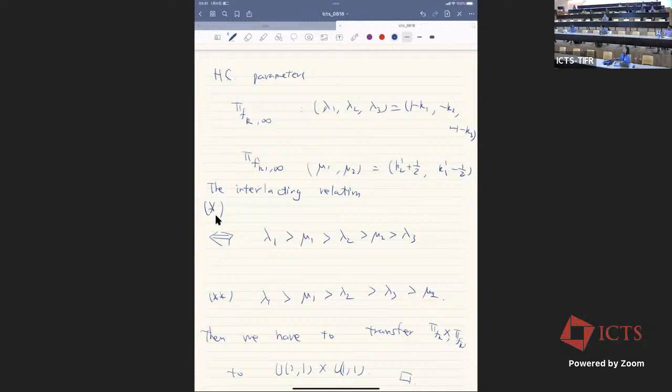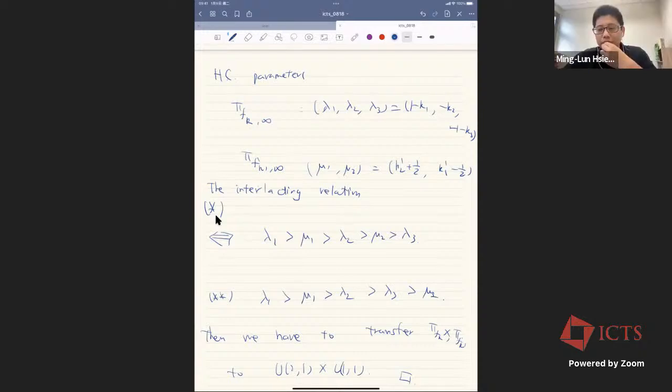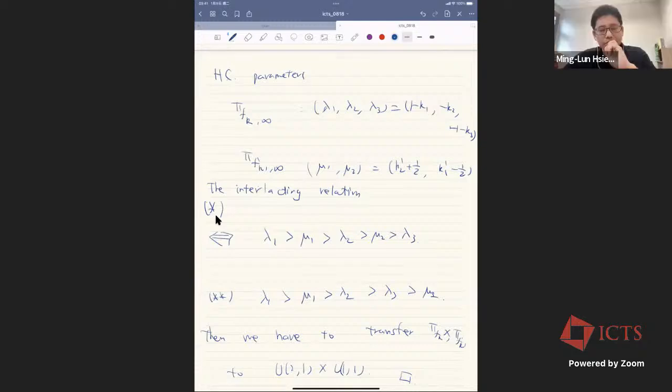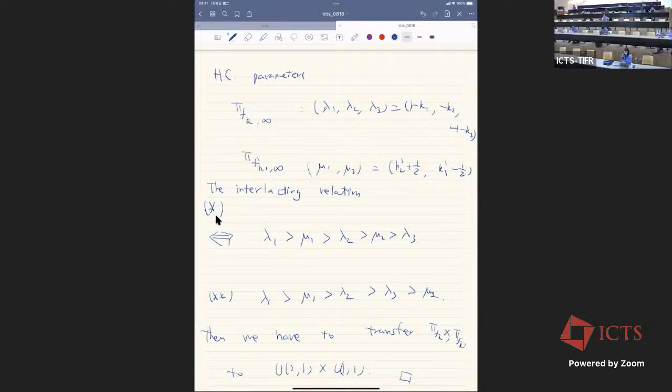My question is, maybe I didn't really understand this interlacing relation. You have two Hida families. If you replace one of them with other families, like a Coleman family, is this much more difficult?